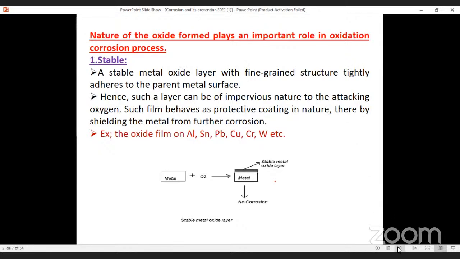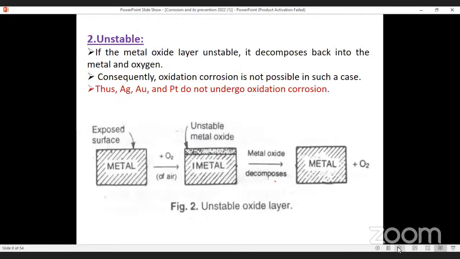Okay, further, unstable metal oxide formation. Here also a metal oxide forms, but it becomes unstable. Unstable metal oxide means even the remaining metal is also involved in corrosion. Therefore, the entire metal is exposed to the environment. The entire metal becomes corrosive, right?